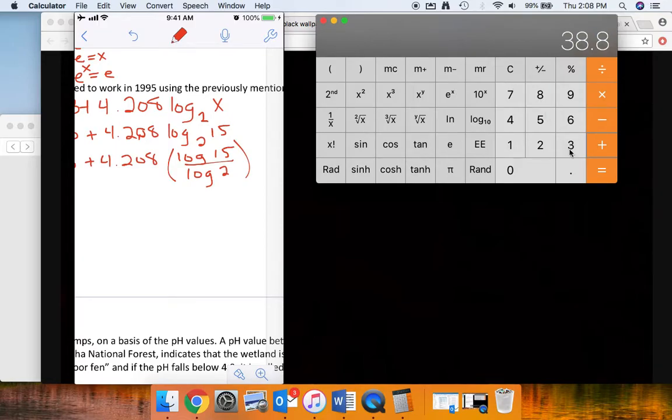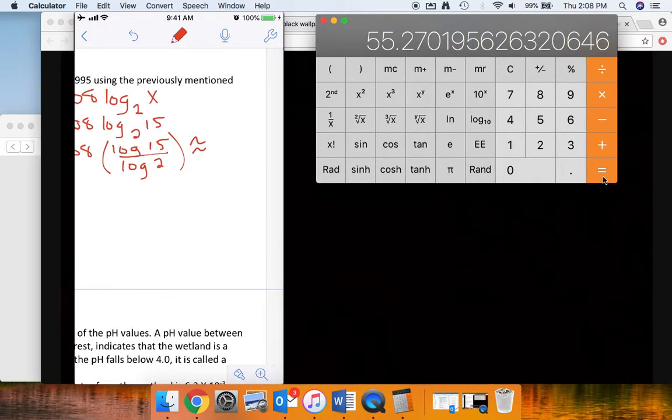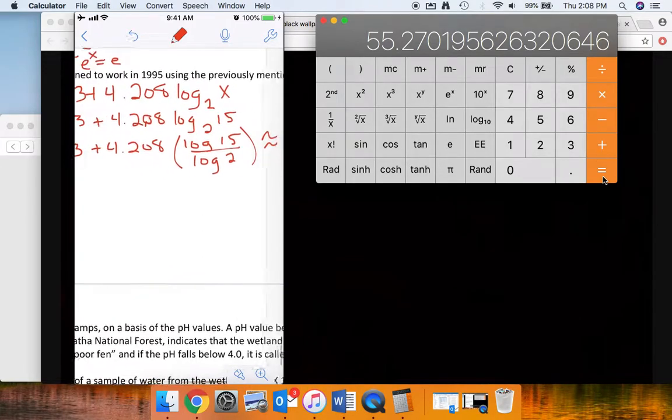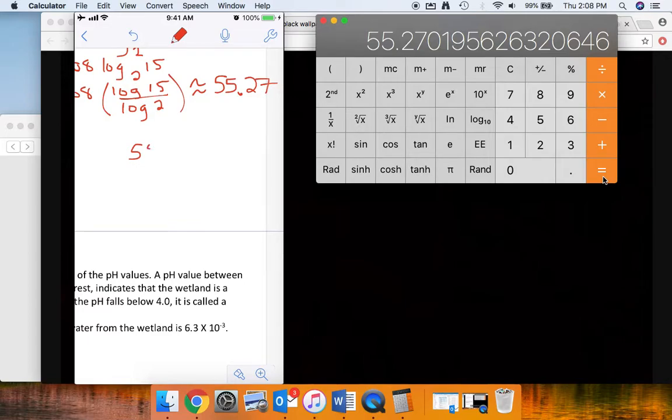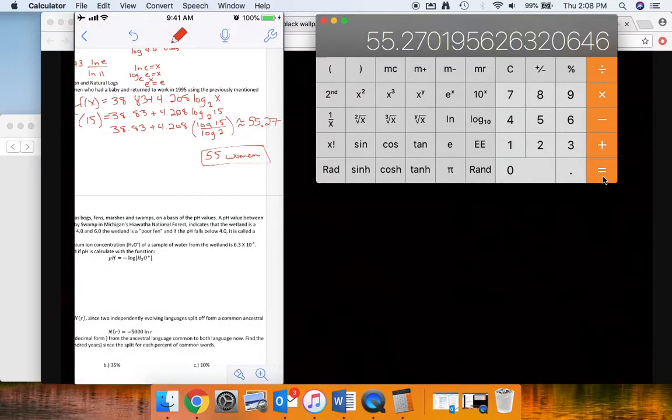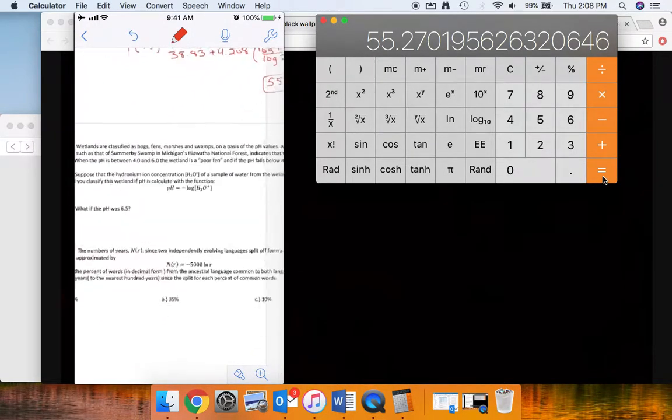Now plus the 38.83. Alright, so we end up with about 55.27. Awesome, 55.27 women returned. You got 0.27 of a woman. That's creepy. I don't know what happened there. So we're going to round and say 55 women returned to work, so that way it'll fit our model in 1995. Okay, cool. Alright, that was pretty easy. Let's do the next one.